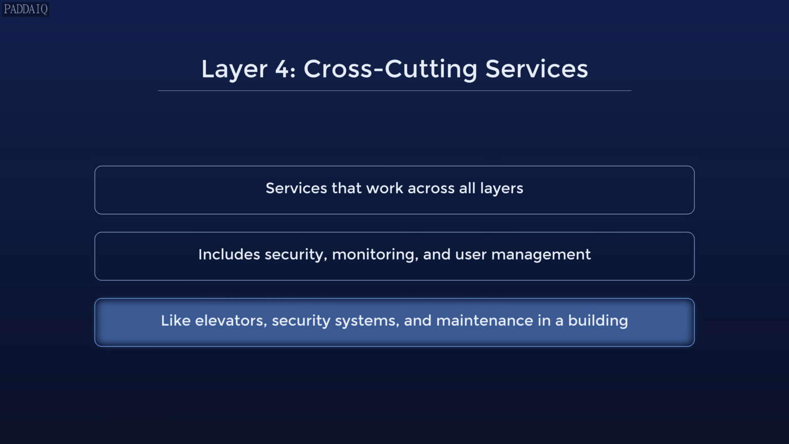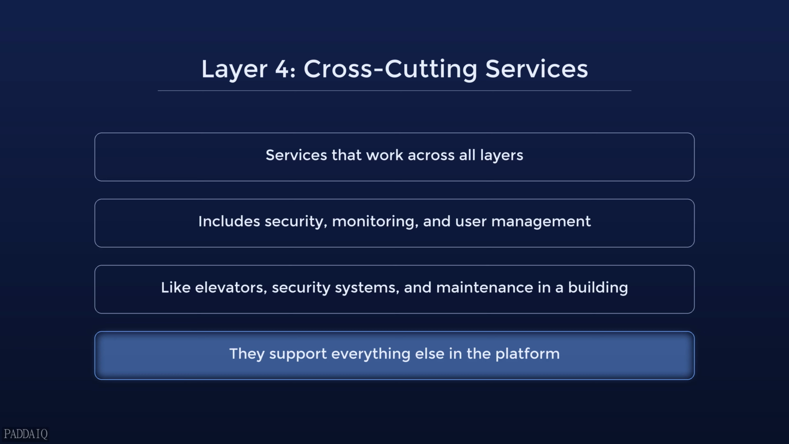Like elevators, security systems, and maintenance in a building. These services are foundational utilities that support all applications and users across the platform. For example, the SAP Identity Authentication Service provides centralized login security for all your SAP solutions. They are essential shared capabilities that every solution relies on to function smoothly and securely.